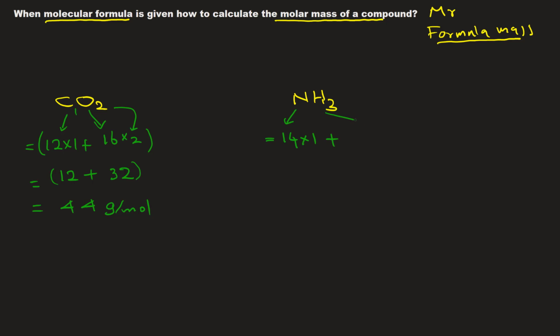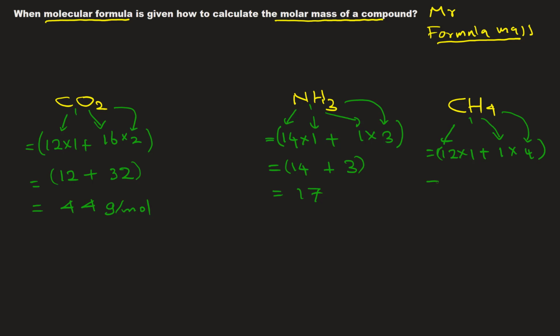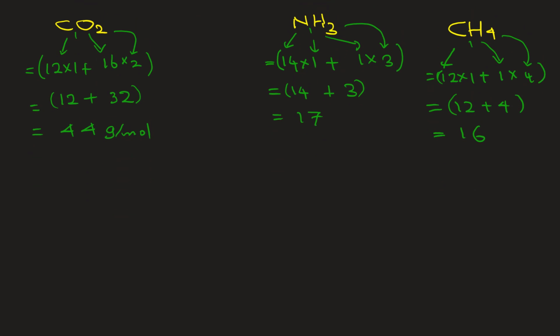Nitrogen is 14 atomic mass. There's one nitrogen. And hydrogen is one atomic mass. There are three hydrogens. So there's 14 plus 3. So it comes to 17 grams per mole for the molar mass of ammonia. Same thing for CH4, methane. Carbon is 12. There's one carbon plus hydrogen is 1. There are 4 hydrogens. So therefore 12 plus 4, which is 16 grams per mole.